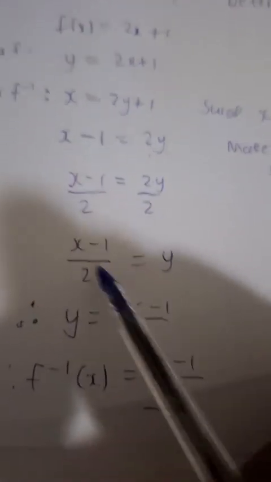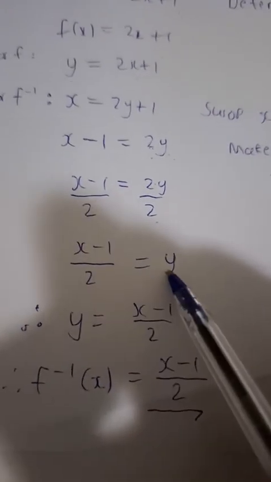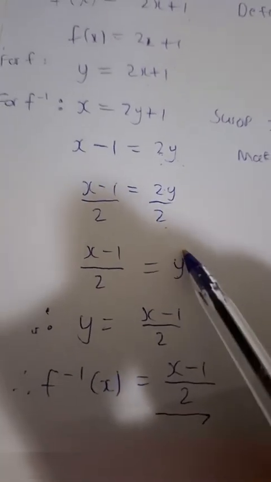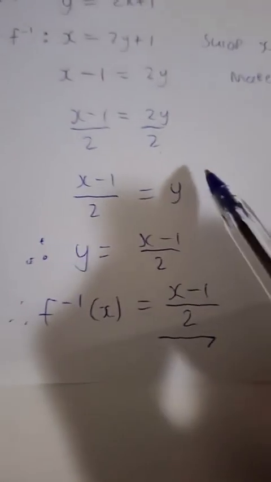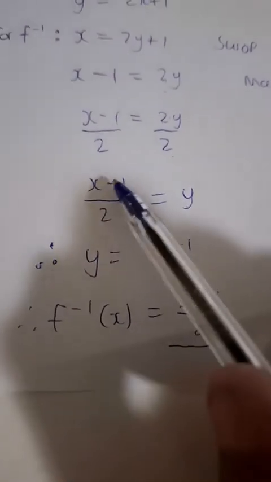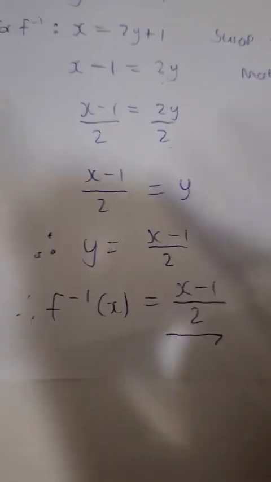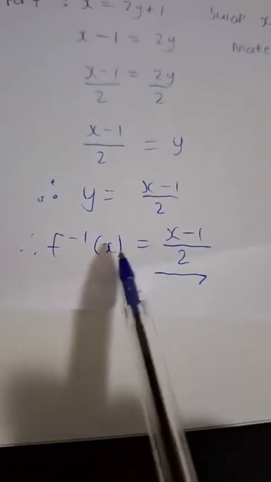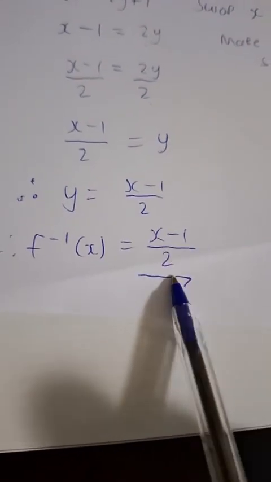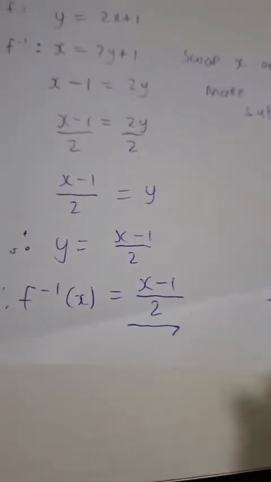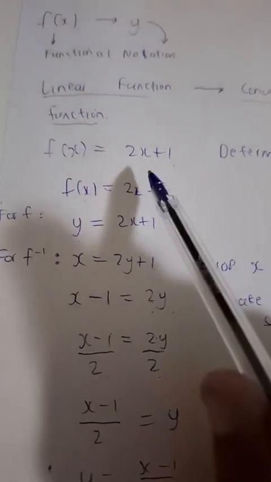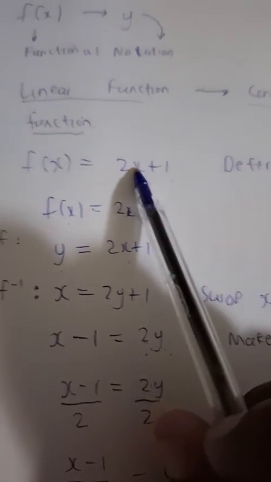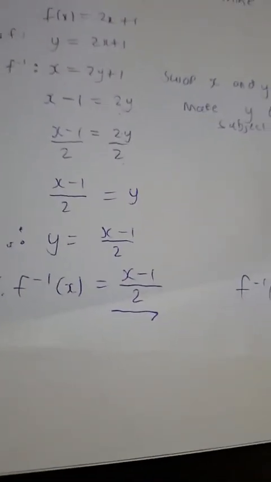Then after that, we get x minus 1 over 2 is equal to y. Now y has been isolated. Because y now is isolated, we can then conclude and say, therefore, y is equal to x minus 1 over 2. And then we can write the inverse of the function as x minus 1 over 2. And that concludes it. So basically, guys, it's simple. That's how to represent a linear function and how to determine the inverse of that function, step by step.